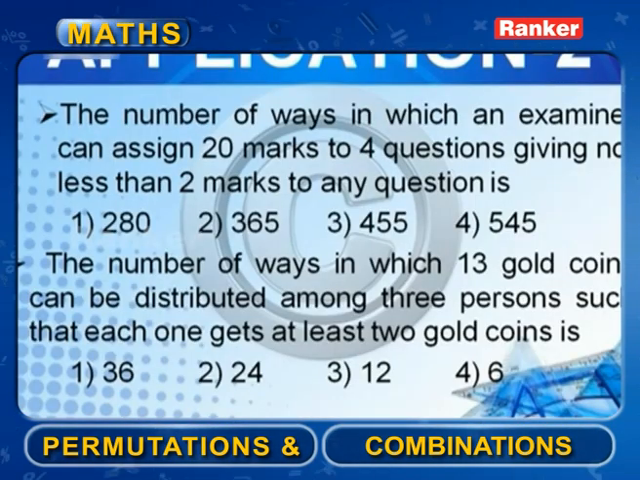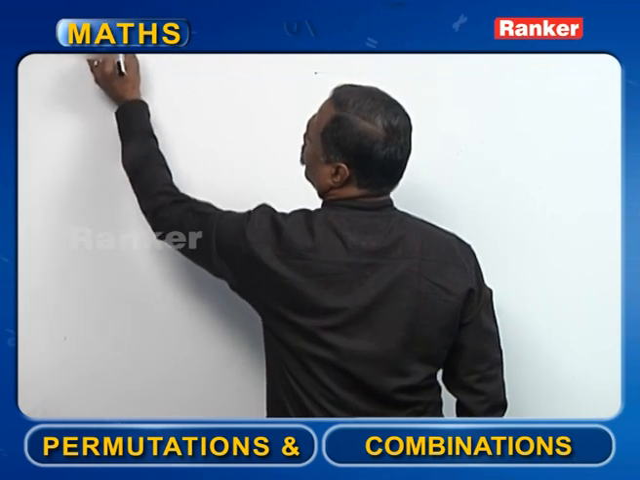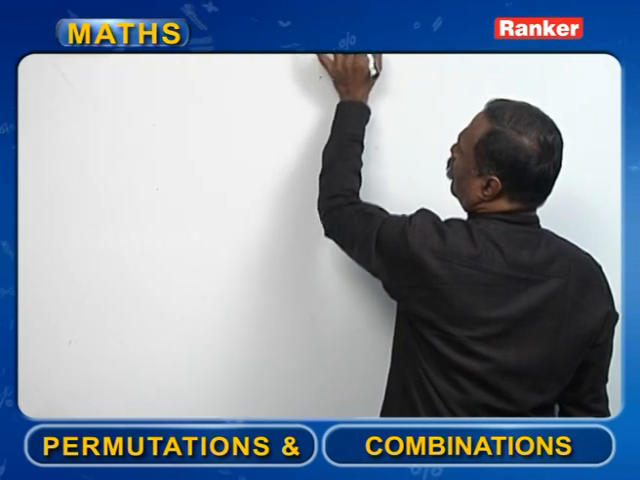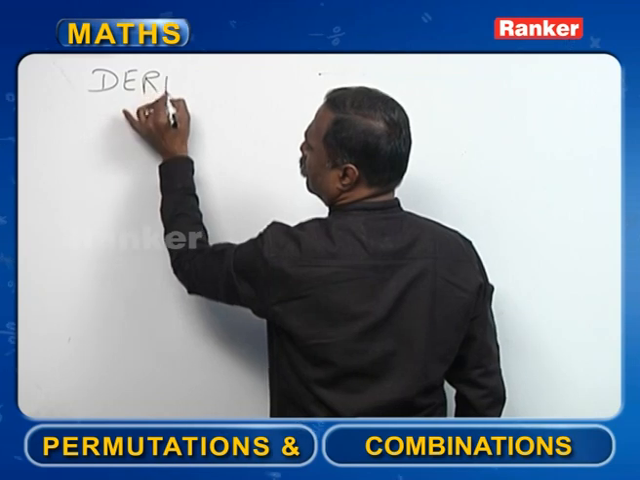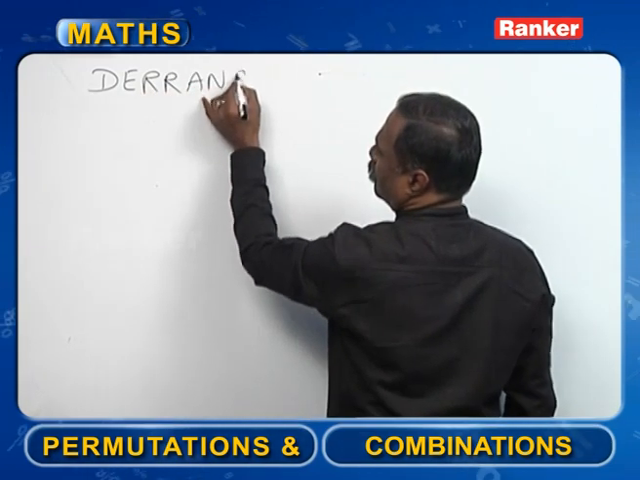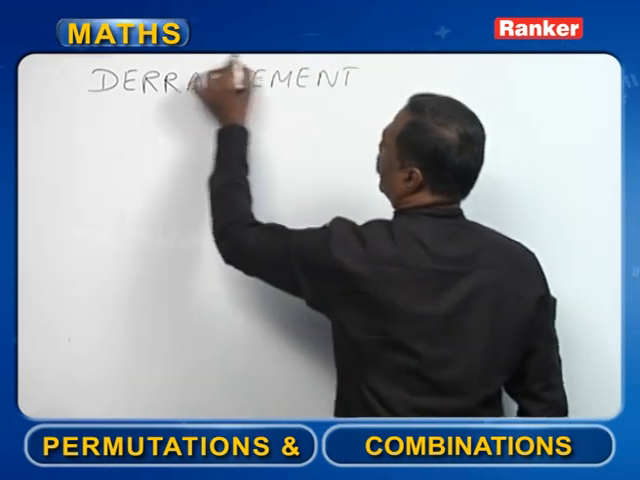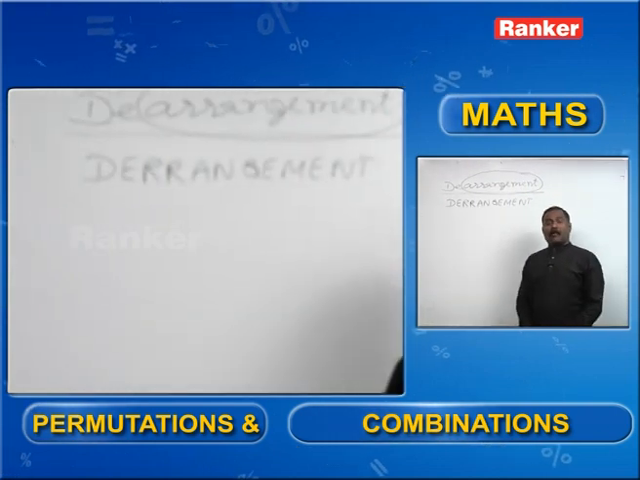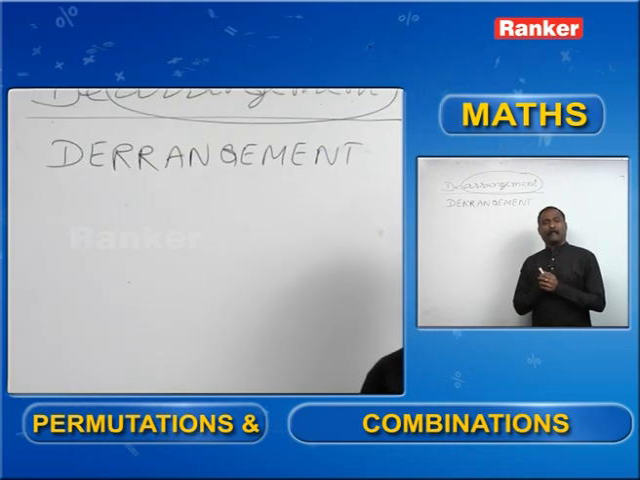Now, some more we can discuss, mainly derangement. It will be written like this: derangement. Both are the same. I have separated it for better understanding. What does it mean by derangement? Simple. I'll tell you an example.